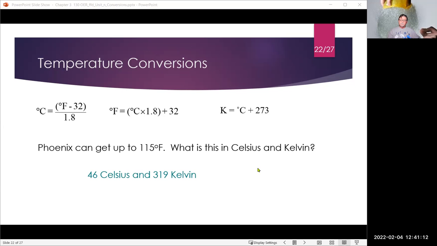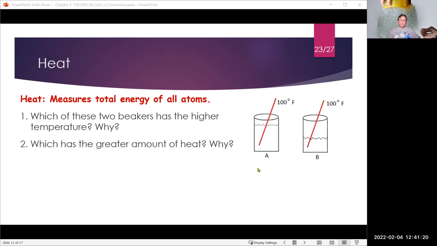Okay. All right, any questions about that? Pretty straightforward. The equations are given to you. You don't have to memorize them. They're there. All right, a little bit back to energy and heat.